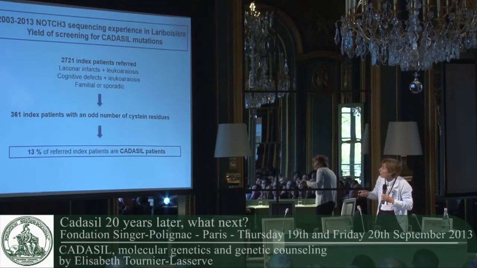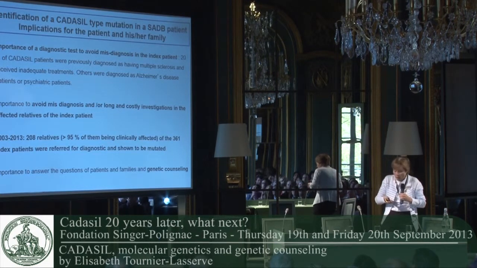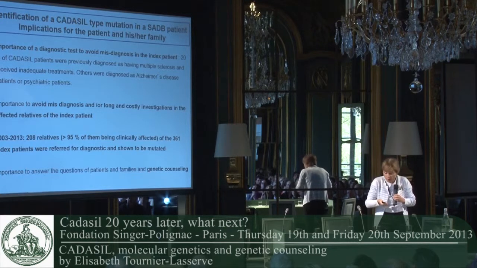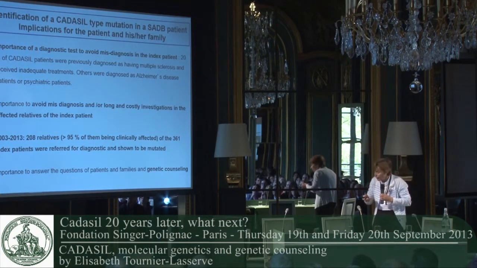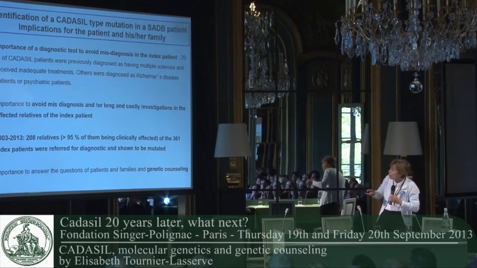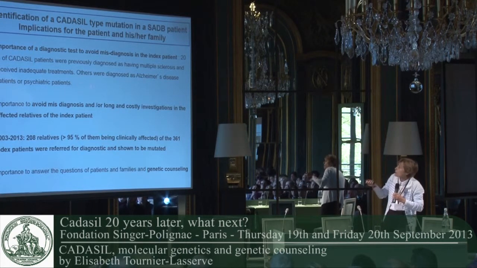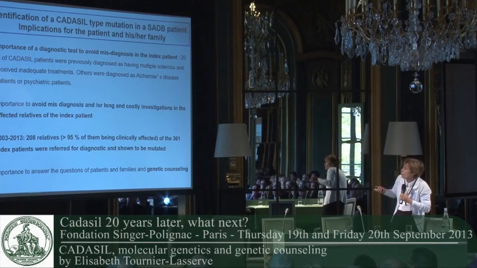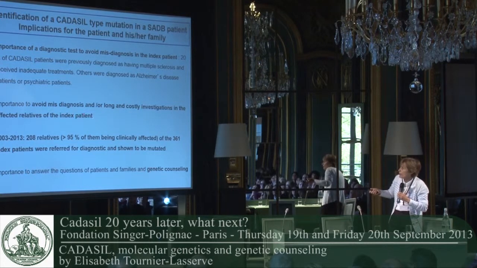But what to do after that, once the diagnosis has been established on the basis of an odd number of cysteine residues? In fact, as I say, it's important to avoid misdiagnosis, and it's also important to avoid long and costly investigation in the affected relatives of the index.